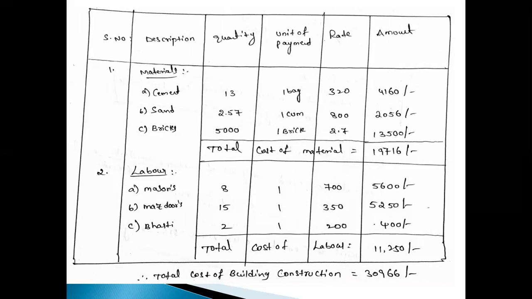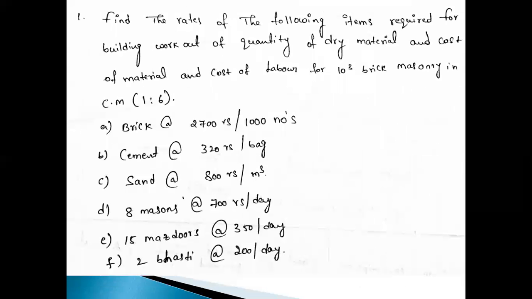Next one, labor cost. So second serial number, second labor. Here we solve the total cost of the labor in the given problem. For 10 cubic meters of brick masonry, the labor used is 8 masons, 15 mazdurs, and 2 bisti. There are the given rates.